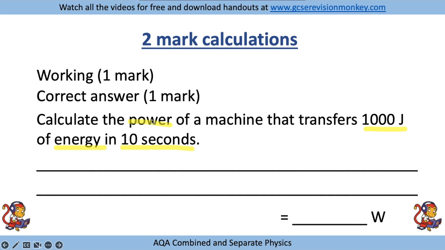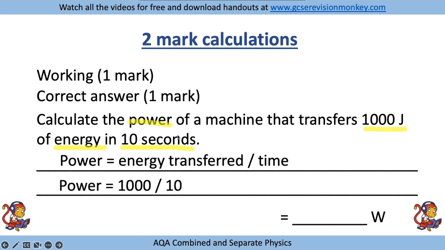And you've already written down your equation, but if not, you know you're looking for the one with power, energy, and time. So you need to write down the equation that you're using, power equals energy transferred over time. Put the numbers into the equation, so power is equal to 1000 divided by 10, and then write your answer on the answer line.